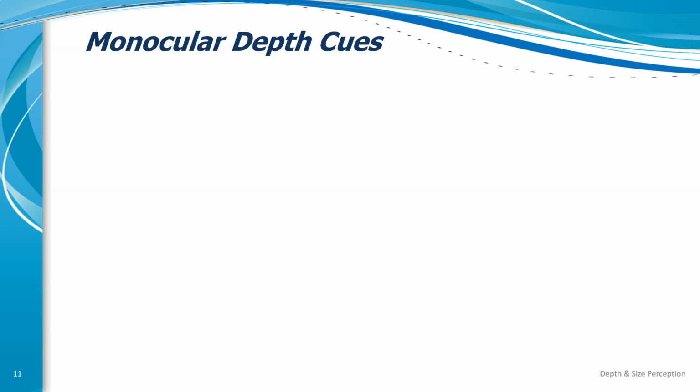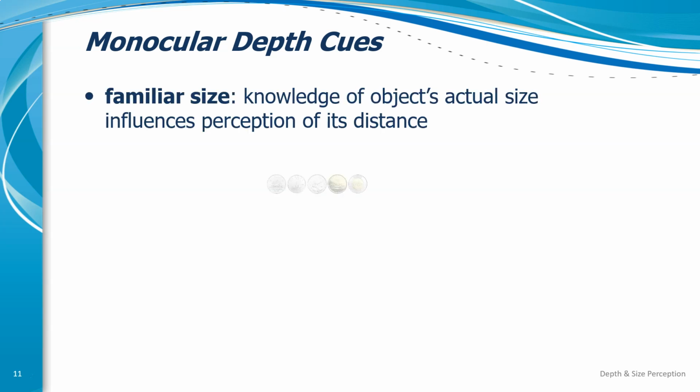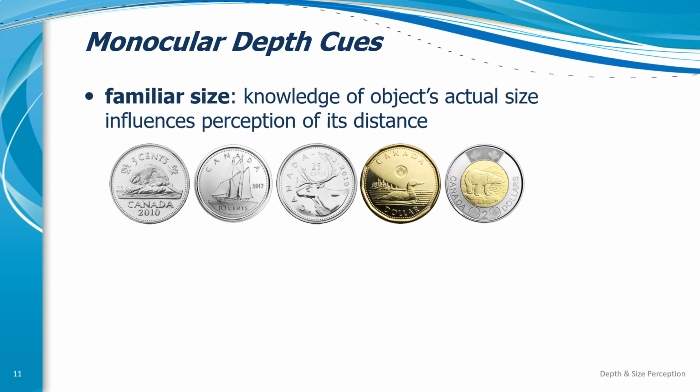Now, a lot of these are bottom-up kinds of things, but some of them do incorporate our knowledge of the world, as this next one does. This one is familiar size. So these coins are all exactly the same size on the screen, but that can't be it. That's impossible, because I know some of these coins are larger and some of them are smaller. Now, if each one of these coins casts the same size retinal image, which one must be the closest to us? It must be the dime. That one must be closest, and the others are farther away.